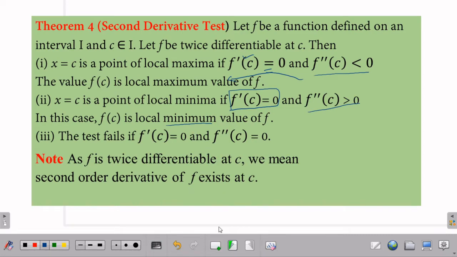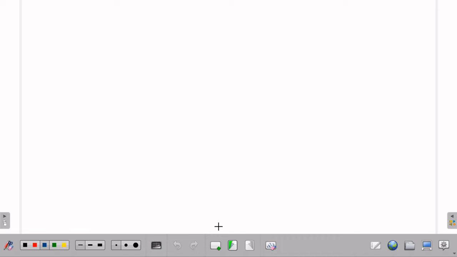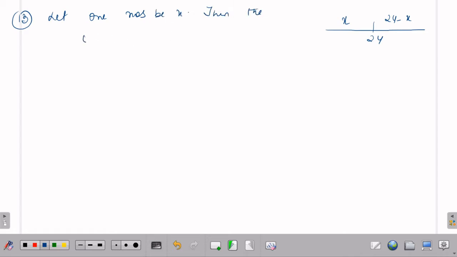So let us start with question number 13. It is given: find two numbers whose sum is 24 and whose product is as large as possible. If the sum is 24, I have to find two numbers. Let me consider the first one to be x, then the next one will be 24 minus x. So let one number be x, then the other number is 24 minus x.